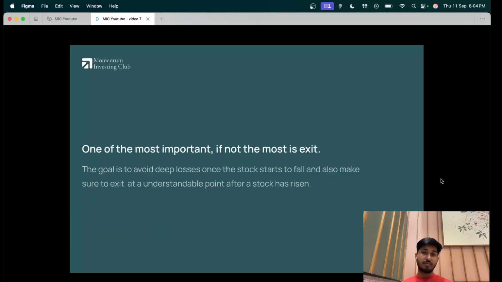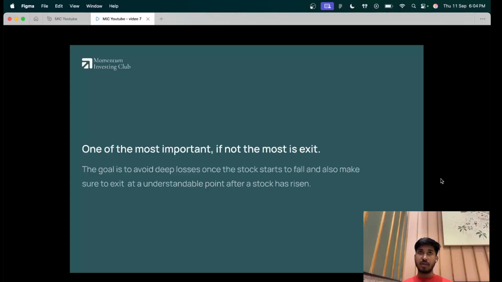Let's get started. Exiting any stock is the most important thing. You can consider any kind of investing philosophy, but the main goal behind exiting a stock is to avoid deep losses and to book profits.